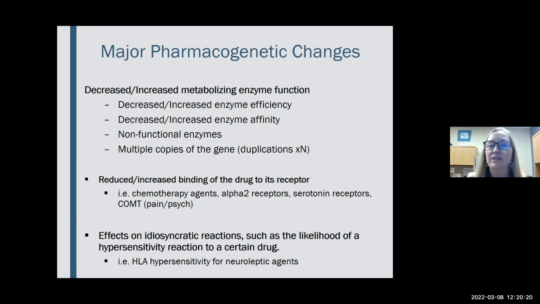We also look at certain receptor sites. For ADHD medications, we actually look at the alpha-2 receptors. In this testing, we look at serotonin receptors. COMT is catechol-O-methyltransferase, for catecholamines. And then we actually look at opioid receptors and COMT for pain and psychiatric medications. Another big subset of testing that sometimes is actually required are the HLA hypersensitivity reactions to certain anti-epileptics, such as carbamazepine and phenytoin, which I get into in a lot more detail next time.